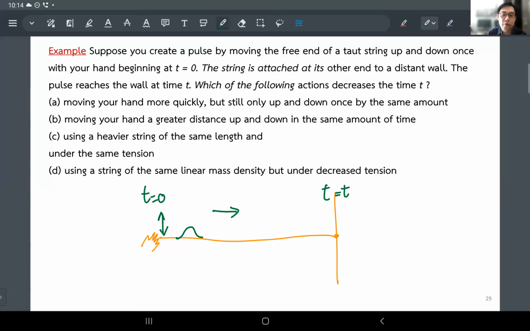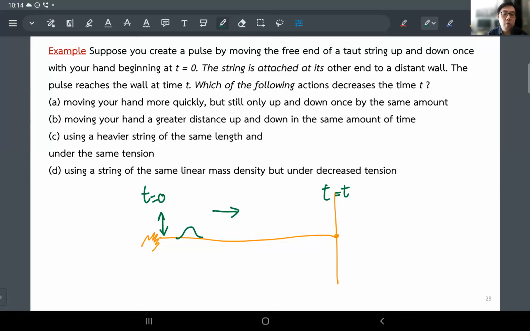Okay, guys, go through this. A, moving your hand more quickly. B, moving your hand at greater distance up and down, so you go up and down further. C, using heavier string, so you change the string, make it a thicker, heavier one, but keep the length and the tension the same. And D, using a string of the same linear mass density, so you're still using the same thickness of string, but you reduce the tension a bit.